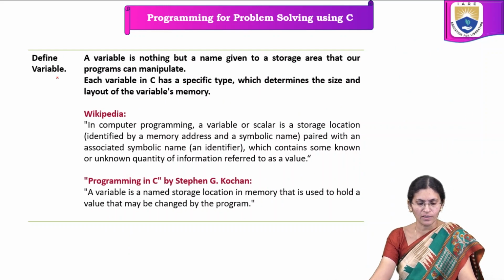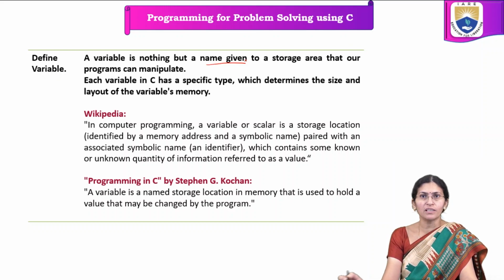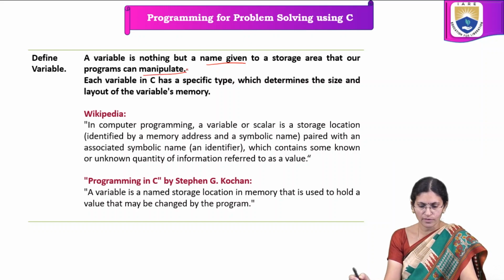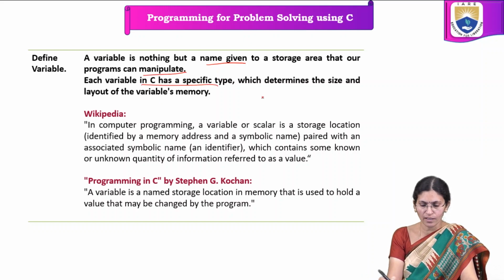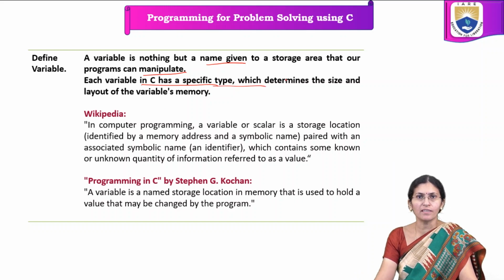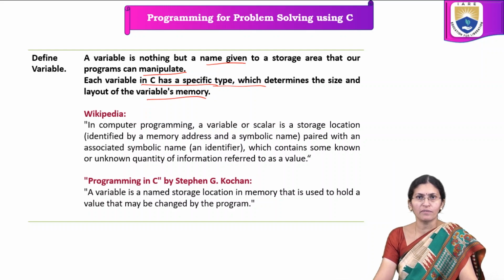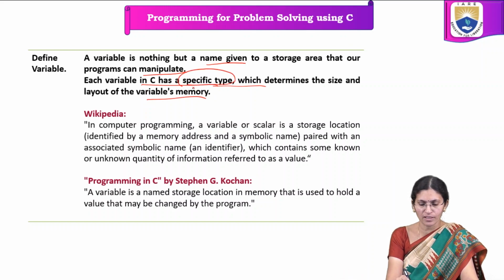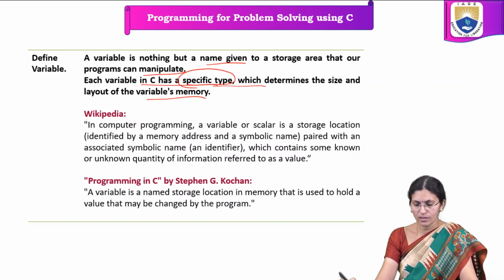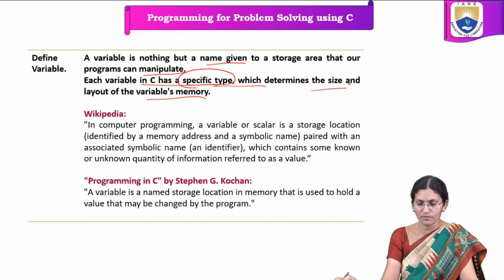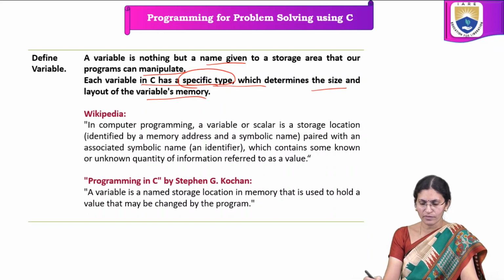Next definition is variable. A variable is nothing but a name given to a storage area that our programs can manipulate. Each variable in C has a specific type which determines the size and layout of the variable's memory. Here specific type is nothing but the data type of the variable. According to the data type of the variable, the size of that variable will be different. The size of the variable will be dependent upon the data type of the variable.